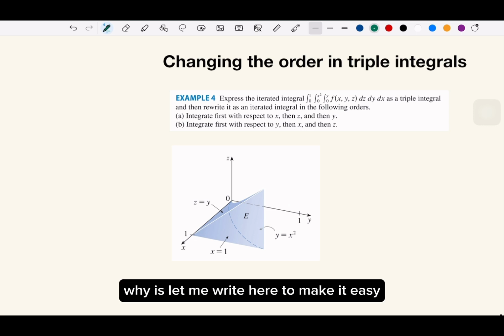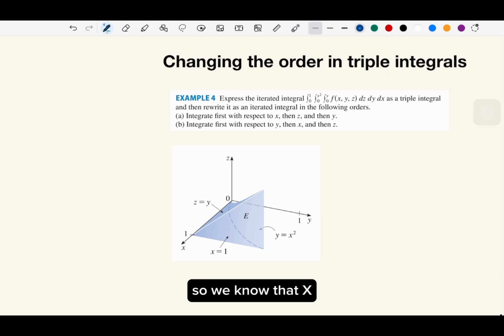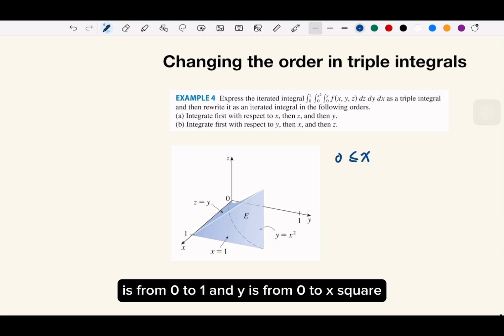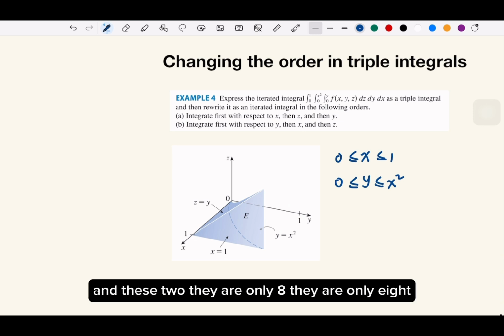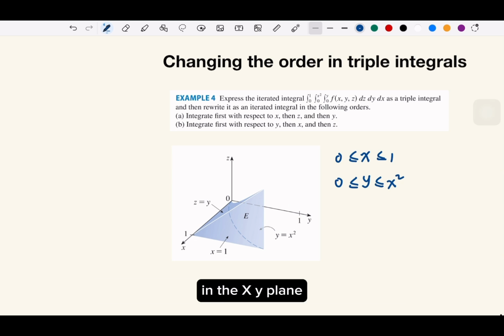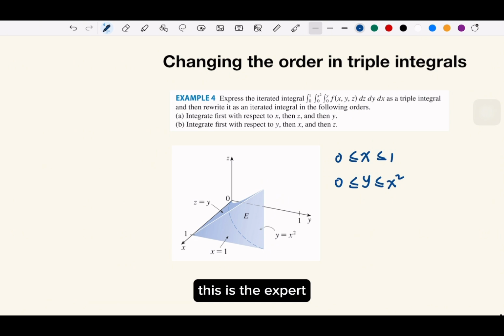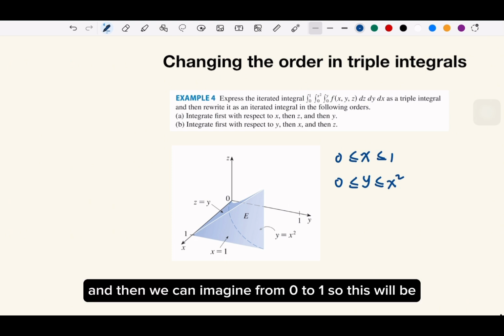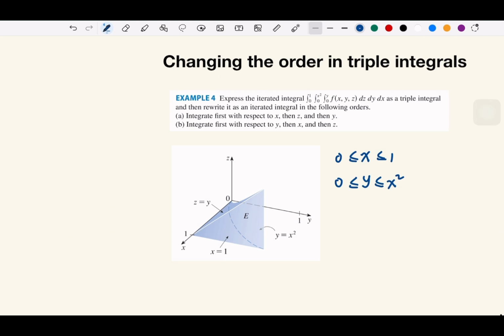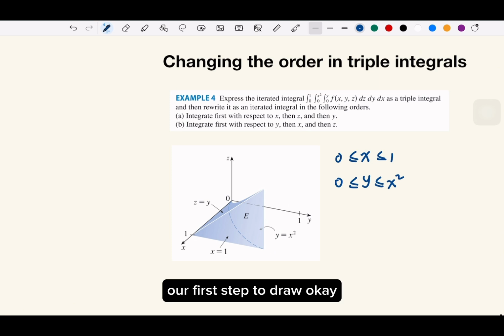So let me write here to make it easy. We know that x is from 0 to 1, and y is from 0 to x squared. And these two are our dA in the xy plane. So I think these two can be easily sketched. This is the x squared, and then we can imagine from 0 to 1. So this will be our first step to draw.